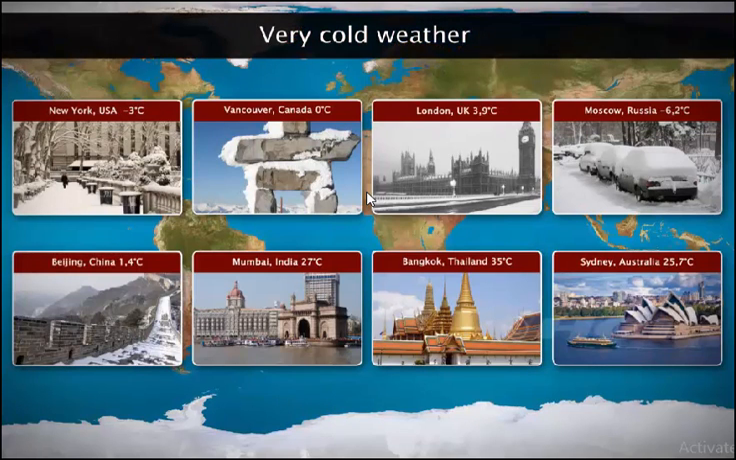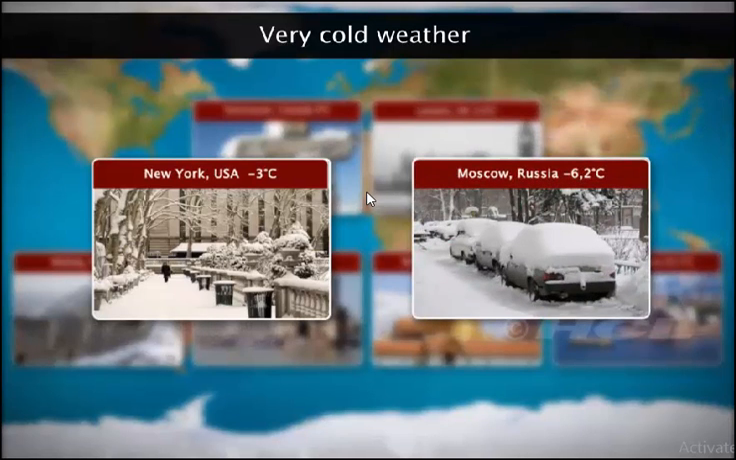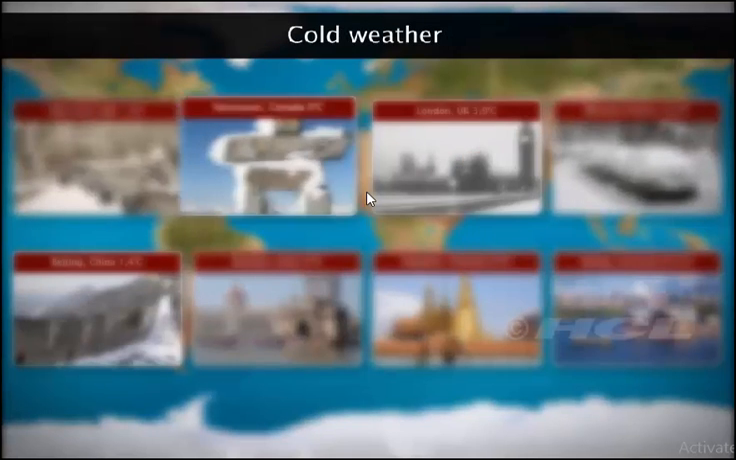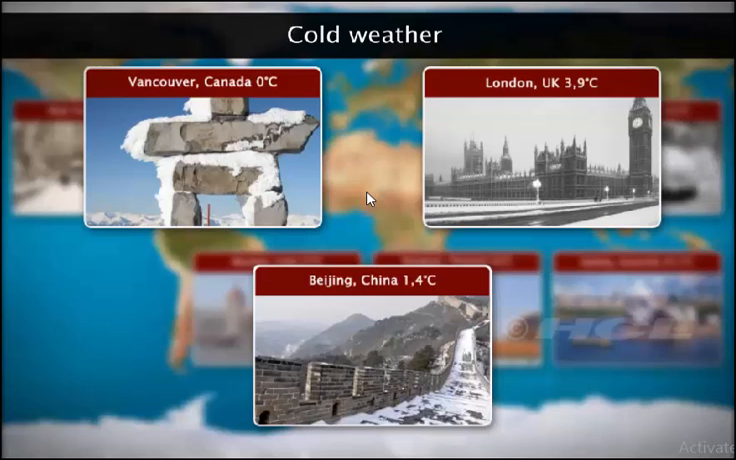For example, the temperatures at New York and Moscow are below 0 degrees. So, these places are experiencing very cold weather. Vancouver, London and Beijing's temperature range between 0 to 4 degrees. So, these places are experiencing cold weather.